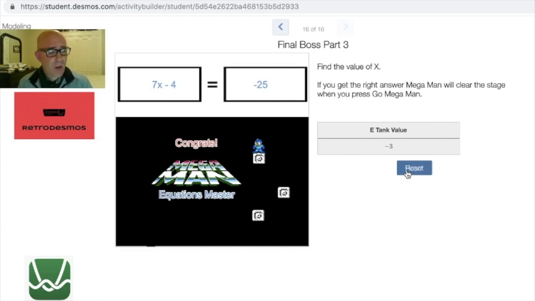I've actually made 2 follow-ups to this one. I have one that actually has fractional exponents in the Mega Man 2, and then part 3 actually has variables on both sides and negative variables as well. I introduced that concept too.